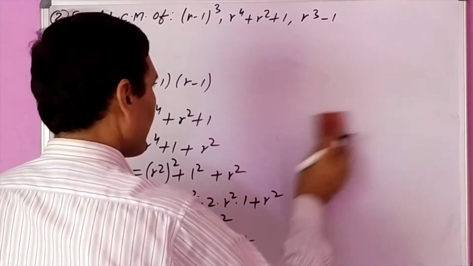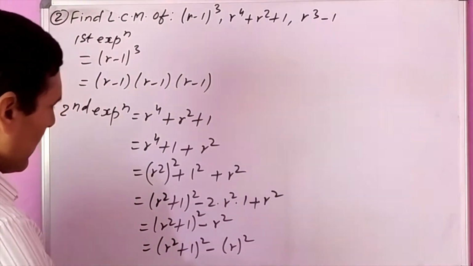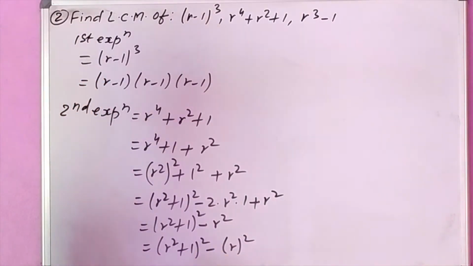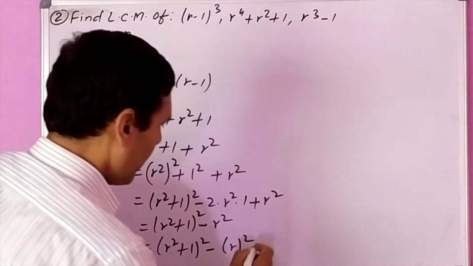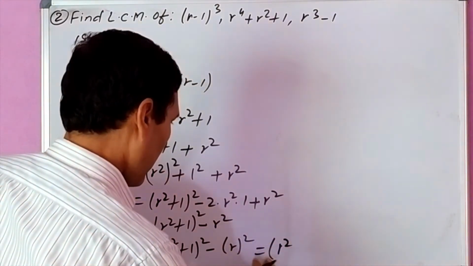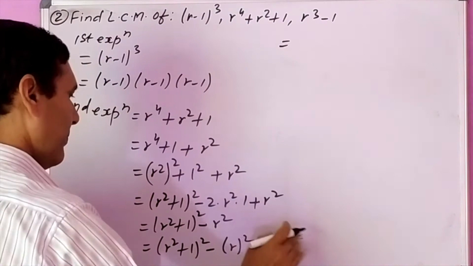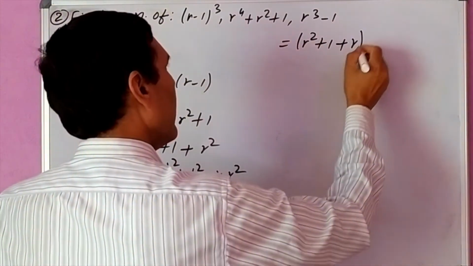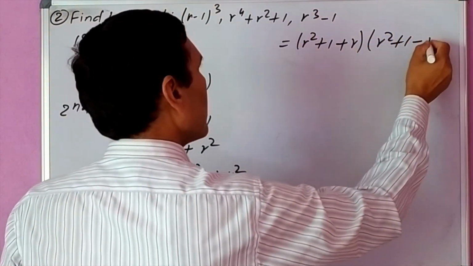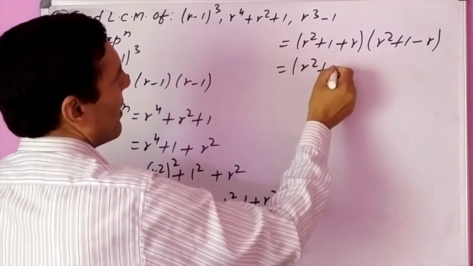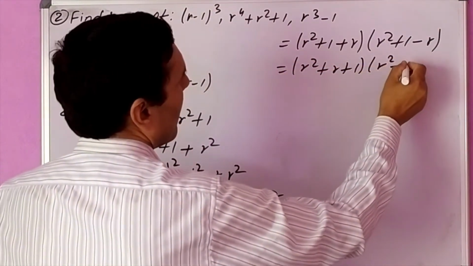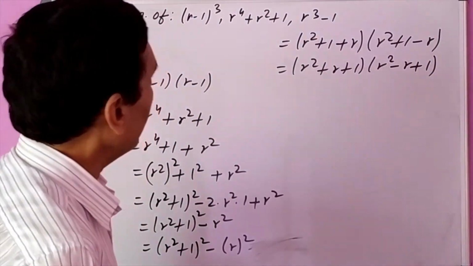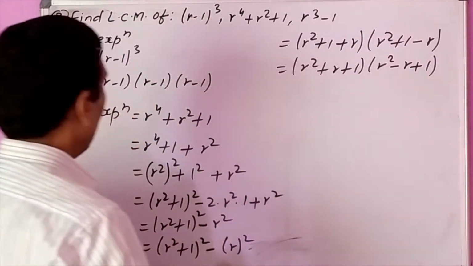Now we use the formula a square minus b square here. Suppose this r square plus 1 is a and this r is b. So a square minus b square is equal to a plus b times a minus b. So I write here a is r square plus 1 plus b, r, a minus b, r square plus 1 minus r. So it is r square plus r plus 1, r square minus r plus 1 according to decreasing order of the power of r there. These are the factors of the second expression.